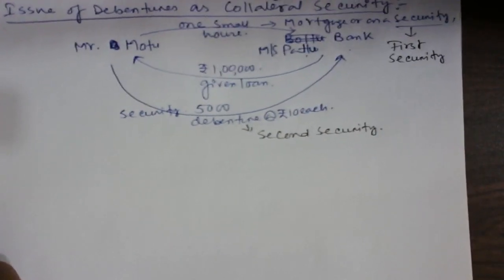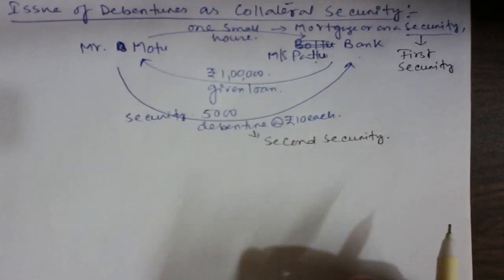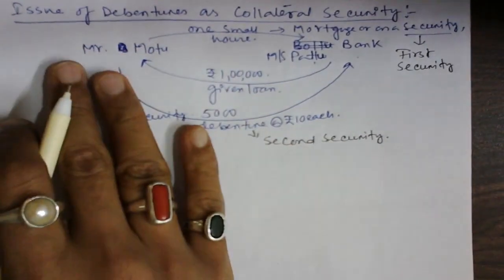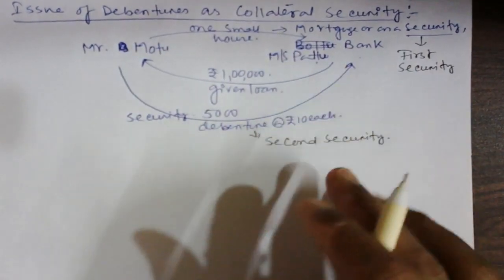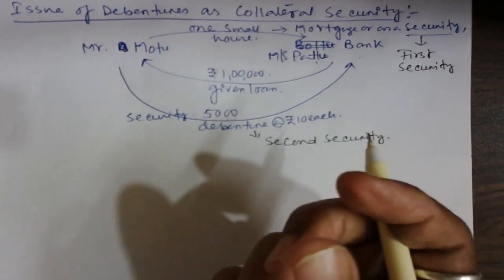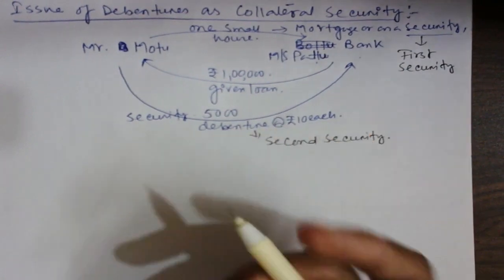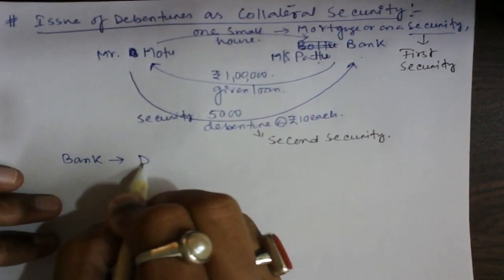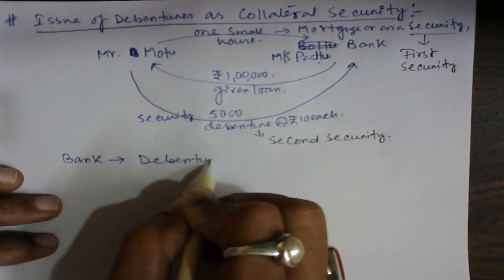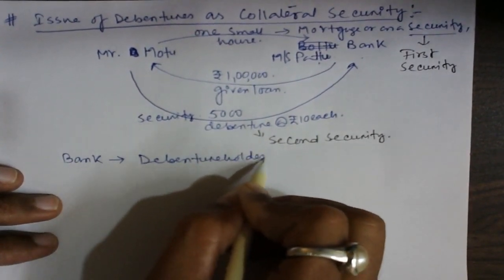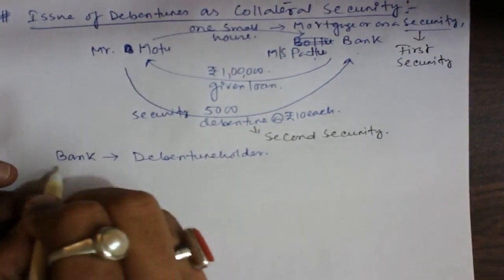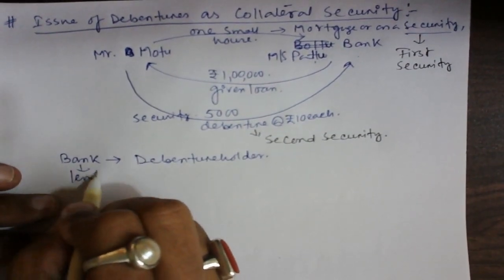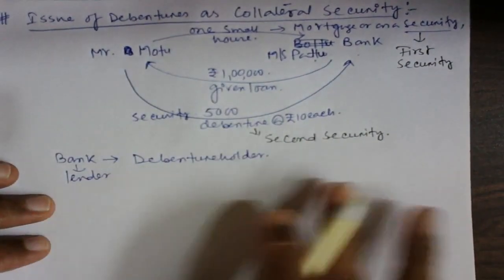That is done, I understood, sir, it's clear. Now let's see, if Motu gives it to the bank, then this security is obviously owned by whom? Bank. So the bank right now is the debenture holder, and the bank is nothing but your lender, and the borrower is Mr. Motu.